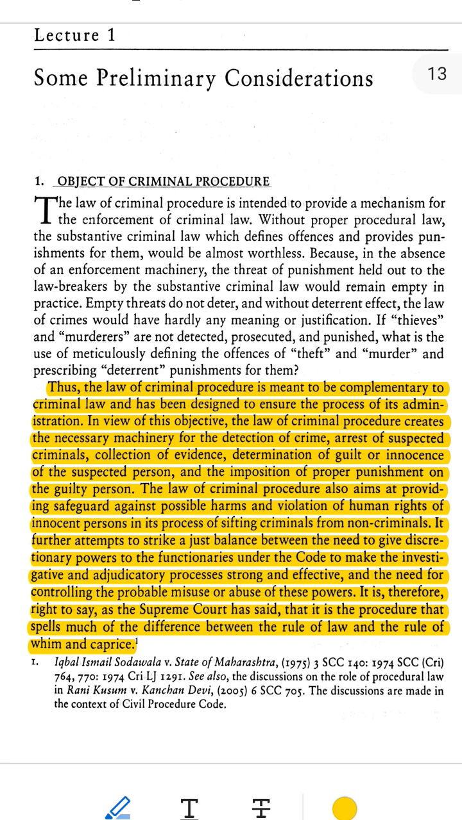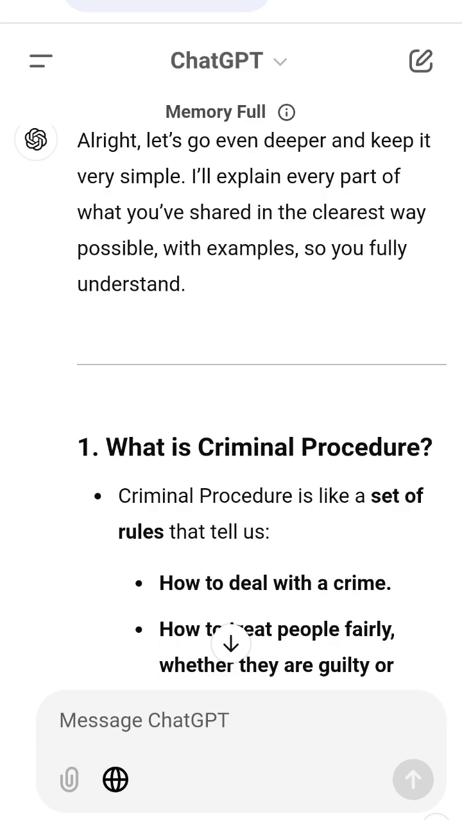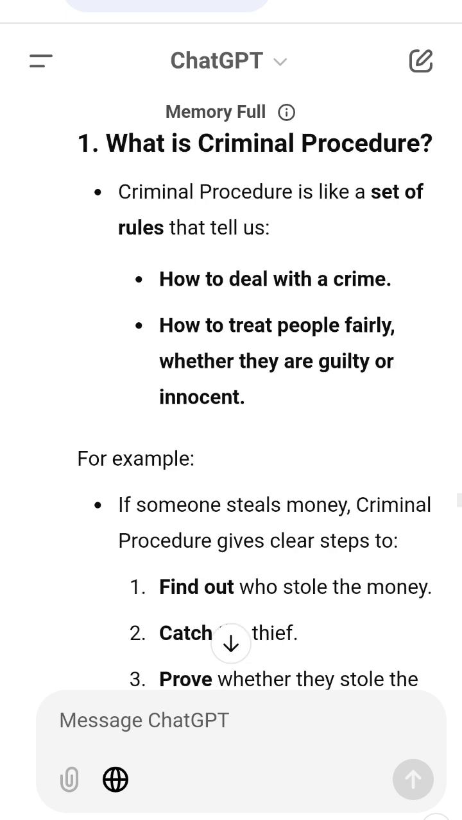5. Balancing power. The law gives police and judges power to investigate and punish. But this power must be used carefully. Criminal procedure ensures police and judges follow rules and don't misuse their powers. If they misuse their power, they can be punished. Example, a police officer cannot arrest someone just because they don't like them. They need proper reasons and proof.